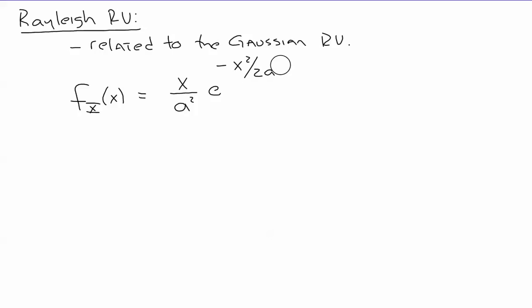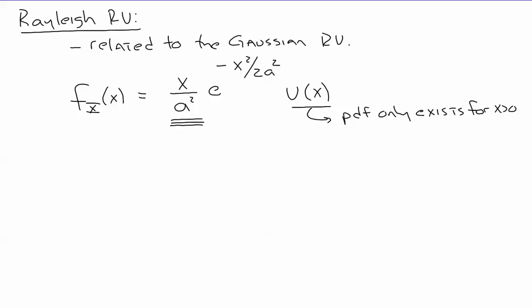That's supposed to be an a squared in the denominator of my exponent, and then a step function. All right, so my step function means that my probability density function (PDF) only exists for x greater than 0. The piece out front is chosen so that the total area under my probability density function works out to be 1.